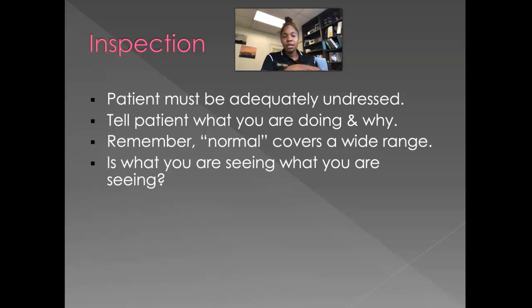If my patient is getting an ankle assessed, then I want to make sure they're comfortable taking off their shoes and their socks. You will find that some people, especially those that have foot ailments or abnormalities, are very apprehensive to take off their socks. And so I want to make sure the patient is dressed adequately to allow you to perform an effective patient assessment. You're always going to tell that patient what you're doing and why, and we'll talk about this more in the palpation section.